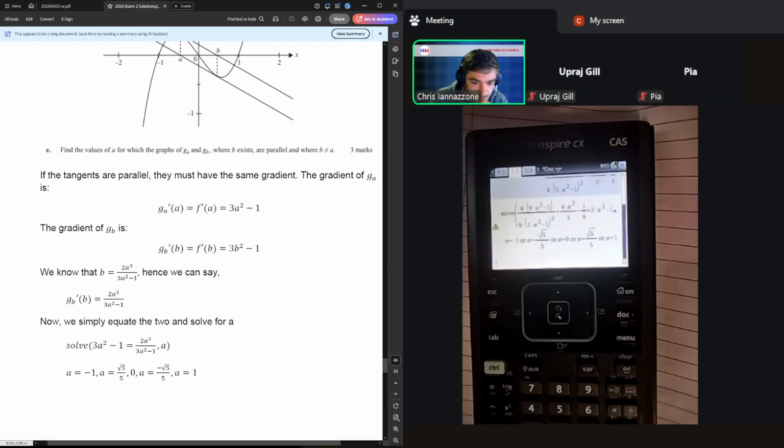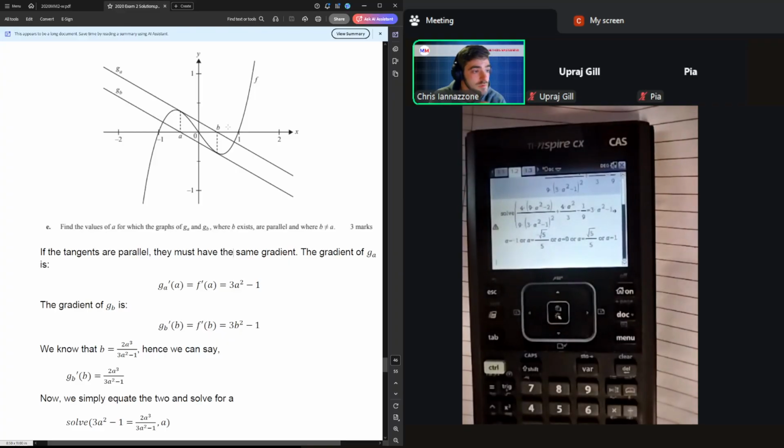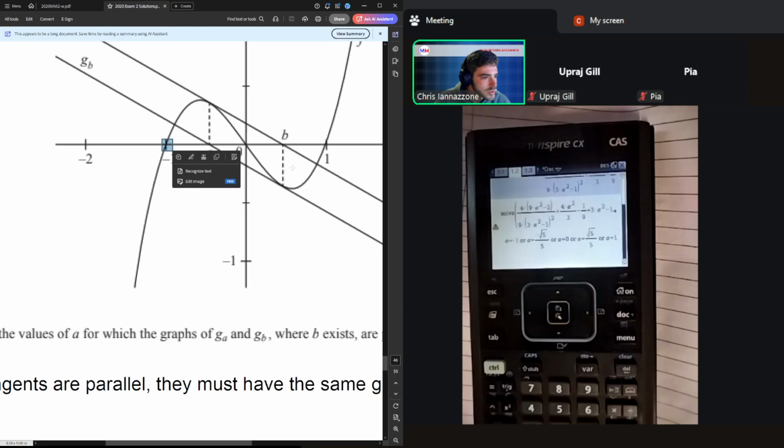Wait, hang on. We do have one final criterion, which is that a cannot equal b. So if we look at the possibilities there, remember a is the point at which you're taking a tangent line. If you choose -1 or +1, you've got here or here. Now, the problem with that is those are x-intercepts already, and so there is no next tangent line to take.